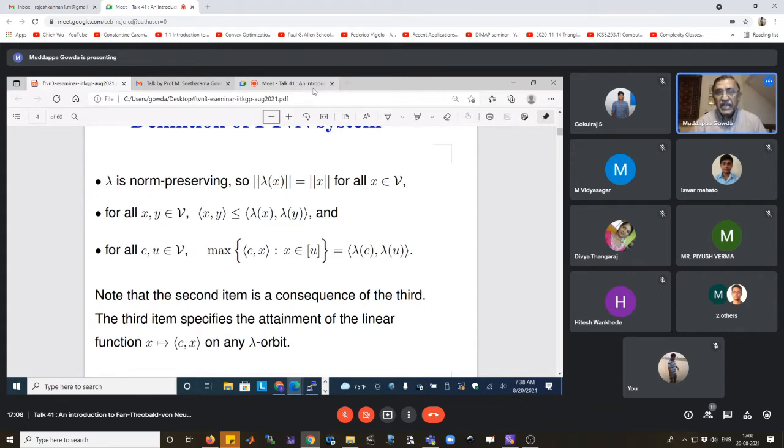And if I put x equals y in the second item, you get norm x less than or equal to norm lambda x. So one can condense these three items to only two. But for clarification purposes, I have stated all the three conditions. So once again, this triple V, W, lambda is a Fan-Theobald-von Neumann system, which I'm going to abbreviate as FTVN system, if the three conditions hold. That's it.